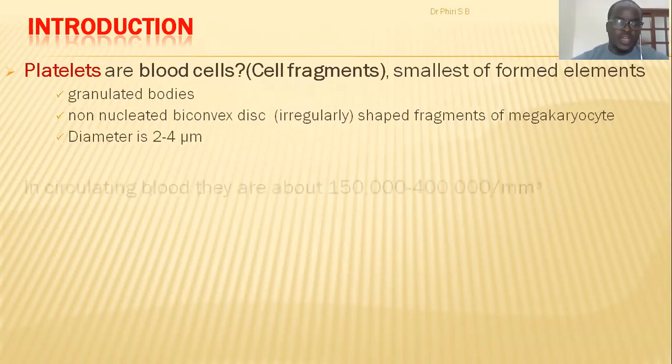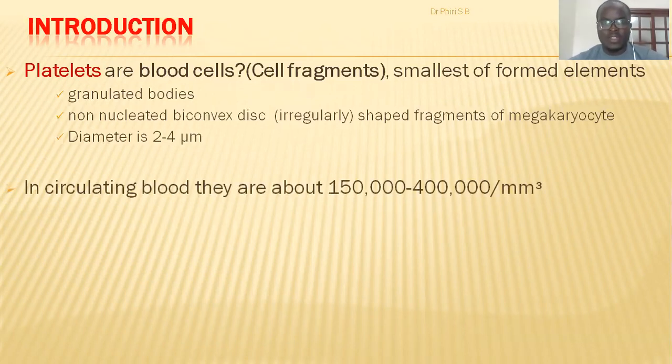So they should be the smallest because they're just fragmentation of the cells. In the circulating blood, there are about 150,000 to 400,000 platelets per microliter of blood, like I've already said. So this is just a normal range. Lifespan of platelets: they can survive for about 5 to 10 days.